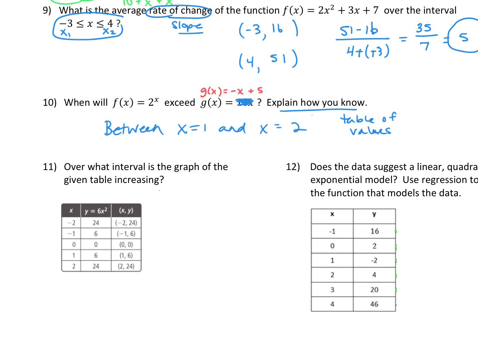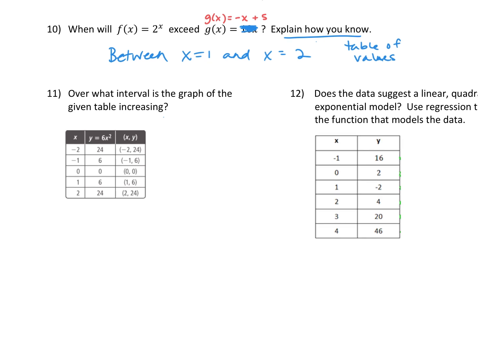All right, last two questions. Over what interval is the graph of the given table increasing? So a nice quick way to do a problem like this is, let's do a sketch of the graph. It's y equals 6x squared. So because we don't have any numbers added in, that means that our vertex is at the origin, and our a value is a 6, which makes it positive. So there's just a quick sketch of our parabola.